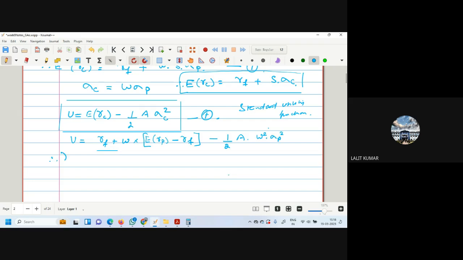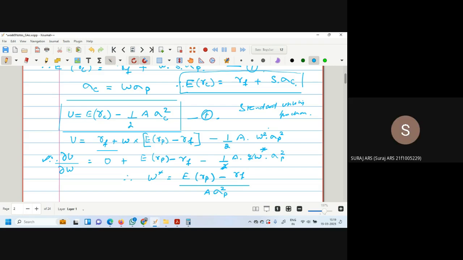Now I take the derivative with respect to W. So this will become 0, this will become ERP minus RF, and this will become minus 2A into 2W into sigma P square. Therefore, if this is the optimal W star, which is maximizing the utility, your W star becomes ERP minus RF divided by A into sigma P square. Is this okay? So this is the formula for your W star.